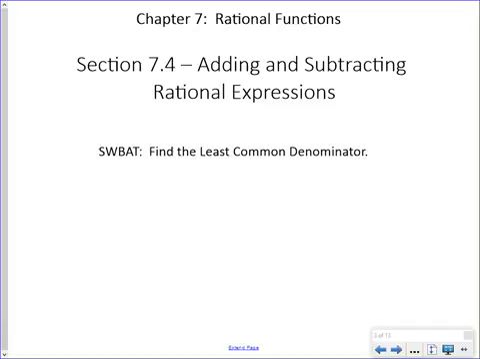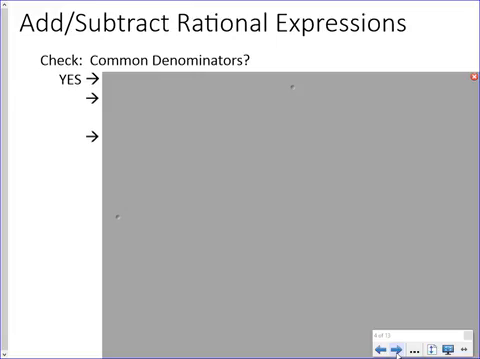So this video is for 7-4, adding and subtracting rational expressions. And our objective, it says find the least common denominator, but our objective is really to add and subtract rational expressions. You worked on an activity today in class in small groups, and some things you should have found out at the very beginning were, if you were adding and subtracting rational expressions, one thing you should always check for is whether or not they have common denominators.